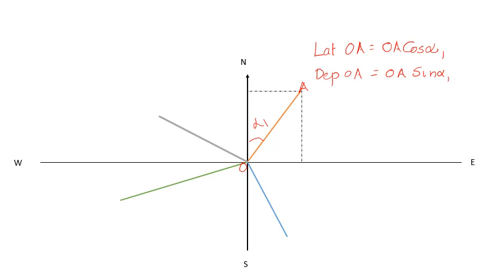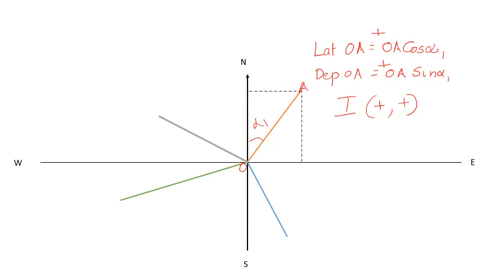Here you can see that for OA cos alpha, from O to A you have to move towards the northern direction. That means this is positive. From O to A along the east-west line, you have to move towards east. That is easting, so that is also positive. So in this case both latitude and departure are positive. This is the first quadrant, right? So for the first quadrant, you have positive latitude and positive departure.